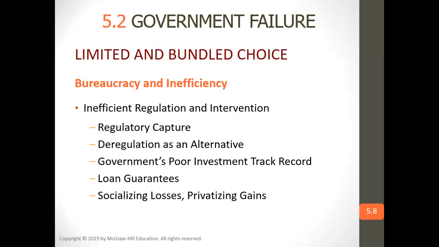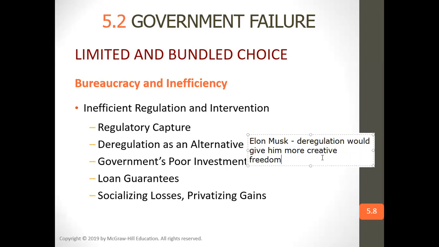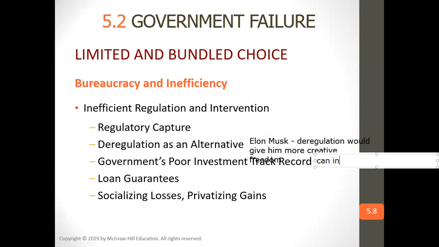So deregulation could be a good thing because it can make businesses more free and able to innovate and create. And then government can have issues with investments. They can invest in the wrong things and lose money. So for example, deregulation could be good with Elon Musk. Deregulation would give him more creative freedom. And then the government's poor investment track record can increase deficits because they won't be making money.